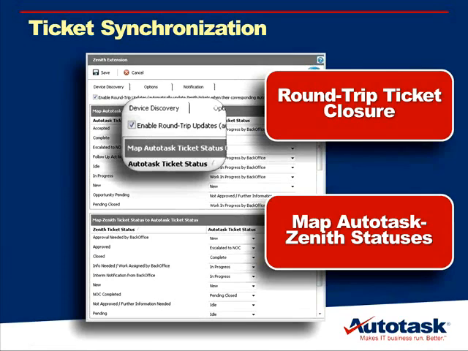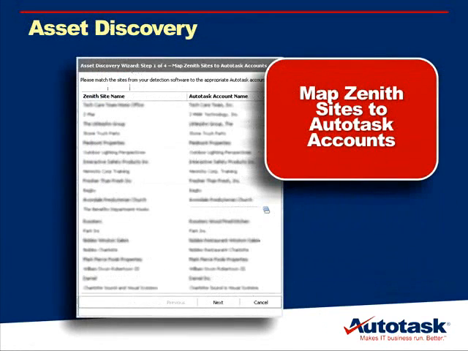But the main point of this is showing that we do round-trip ticket closure through the mapping of statuses. And that's configurable. Now, shifting gears into the assets, tickets are now associated with assets, and assets are associated with contracts, all of which are associated with a customer.